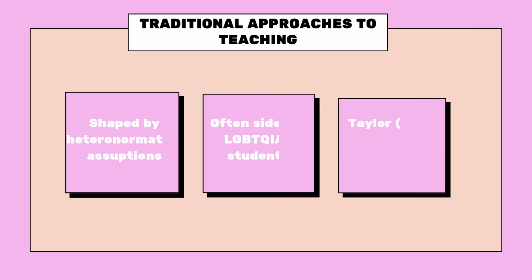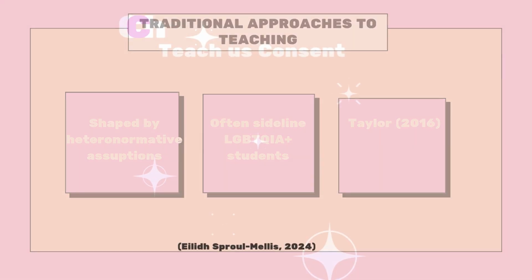Many traditional approaches to teaching consent are shaped by heteronormative assumptions, often sidelining LGBTQIA+ students whose experiences and identities are not reflected in classroom discussions. Taylor 2016. Peer dynamics and the persuasive influence of social media further complicate young people's understandings of boundaries, agency, and communication.